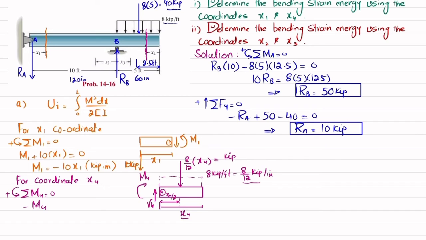So you can see that one moment is clockwise M4, so it will be minus M4. The second moment is due to this load, which is 8 by 12 into x4, and the perpendicular distance is x4 by 2. And this is producing clockwise moment, so it will be negative. So I will write minus 8 by 12 x4 into x4 over 2. The sum must be equal to 0. So I will get M4 will be equal to minus 1 over 3 x4 power 2. So this is the value of bending moment due to coordinate x4.